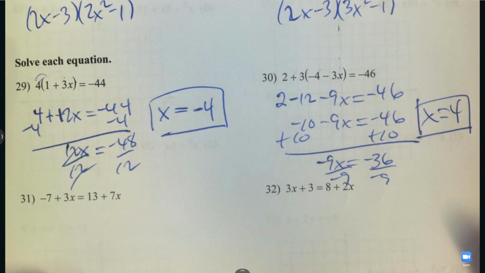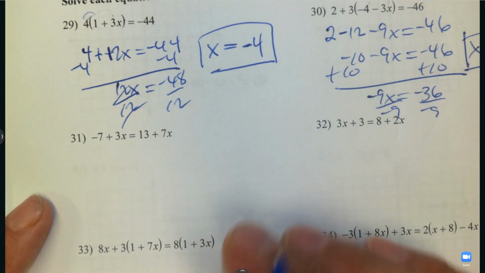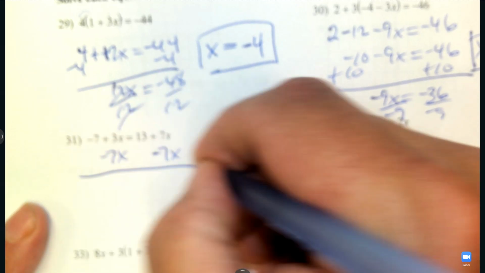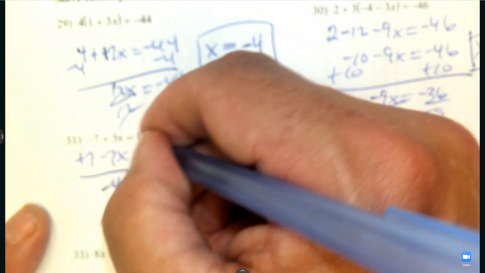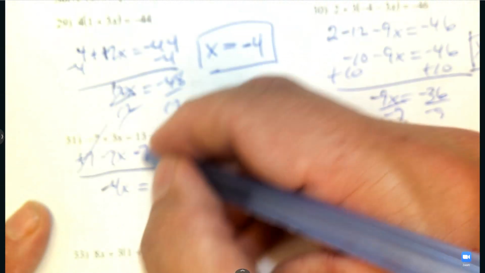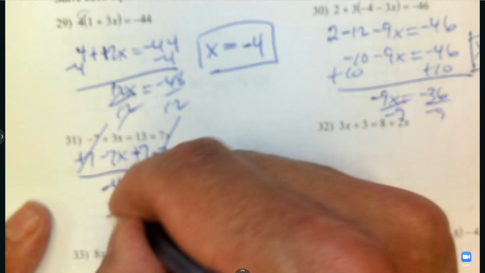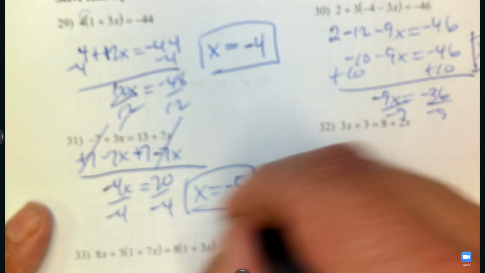All right, try 31. Might be a little bit easier. I want to combine like terms. I'm going to subtract 7x. 3 take away 7 is -4. I'm going to add 7. I need to do opposite numbers. 13 plus 7, that's 20. Divide by -4 and you have your answer. So the answer is -5.